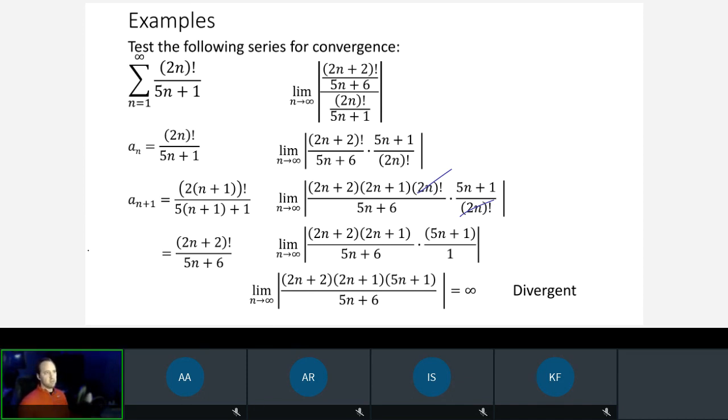Wait, how's that infinity? So Emily, that is from yesterday. It's top heavy, so review the notes from yesterday. This is n cubed in the numerator, and this is n to the first in the denominator. Because it's top heavy, from the rules we learned yesterday, that tells us there is no limit. It goes to infinity.